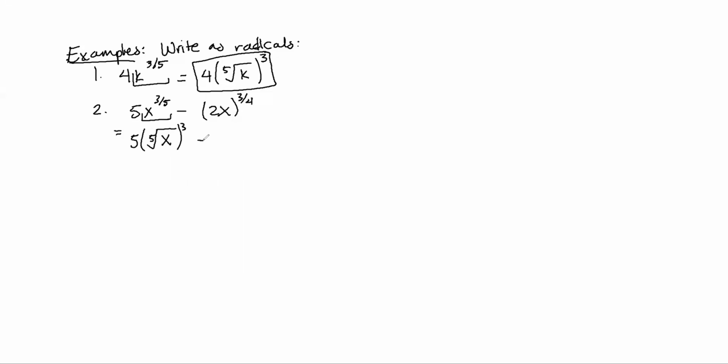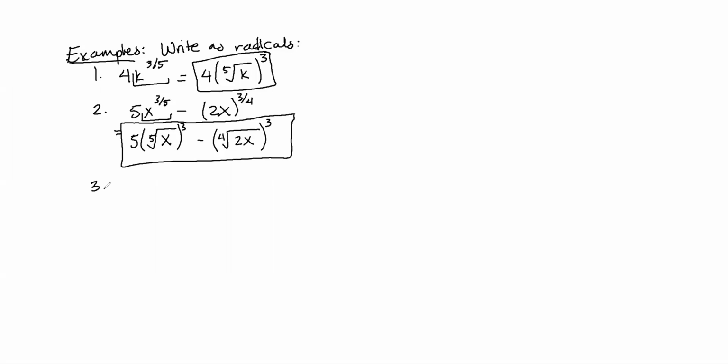minus, now with this one, notice how the 2x is in parentheses. So we're going to apply this exponent to the entire term. So we'll be taking the 4th root of 2x and then raising that whole thing to the 3rd power. Now, we were only writing these as radicals, and if we take a look at these, we can't take the 5th root of x, we can't take the 4th root of 2 or x, and so this is as far as we can go. Again, it's a little ugly, but our goal was just to write these as radicals.